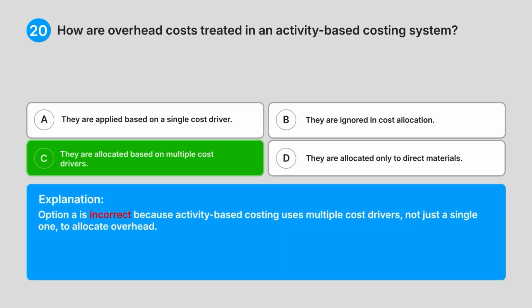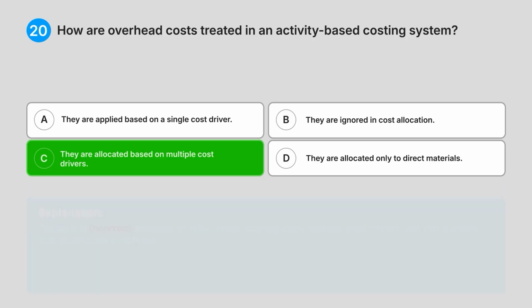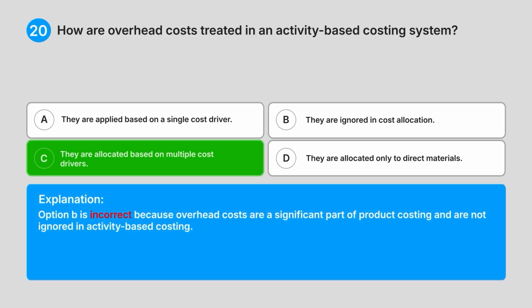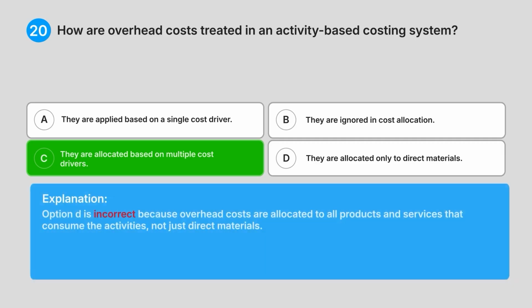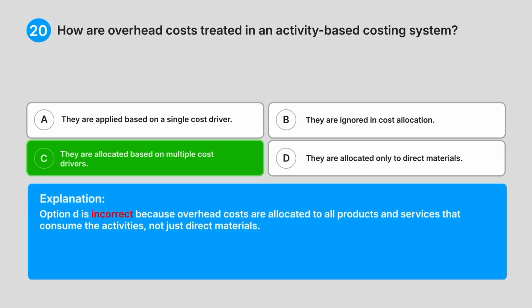Option A is incorrect because activity-based costing uses multiple cost drivers, not just a single one, to allocate overhead. Option B is incorrect because overhead costs are a significant part of product costing and are not ignored in activity-based costing. Option D is incorrect because overhead costs are allocated to all products and services that consume the activities, not just direct materials.